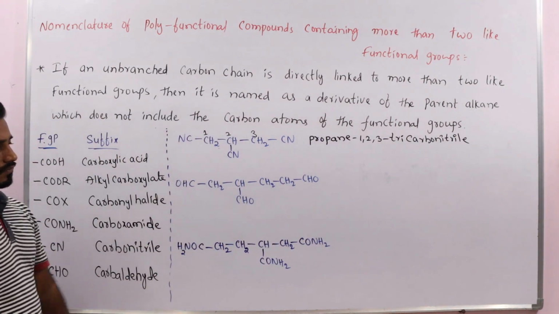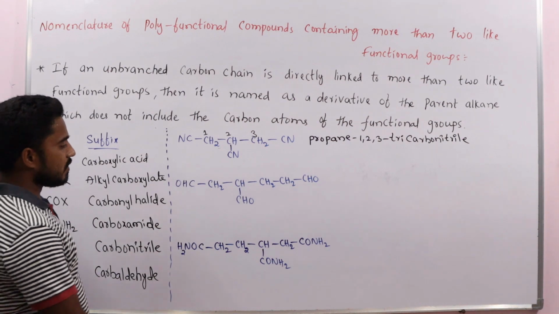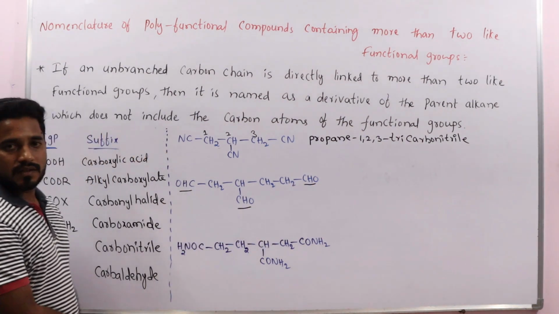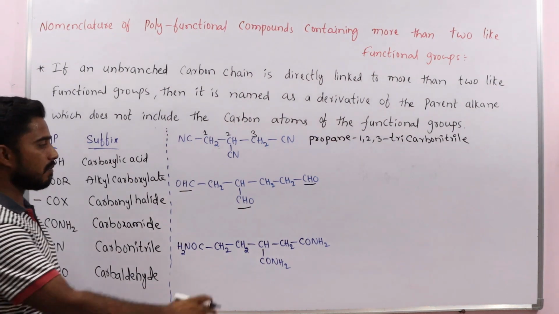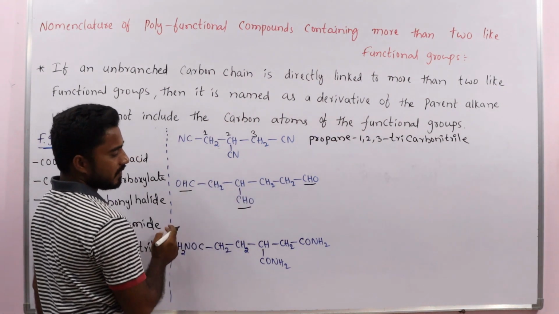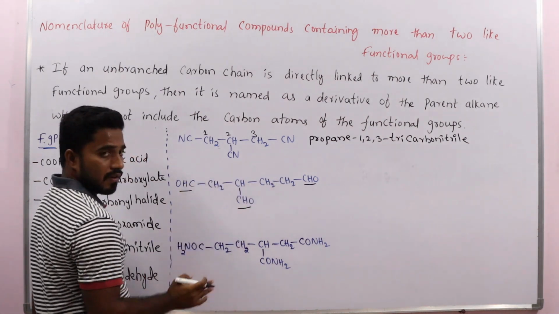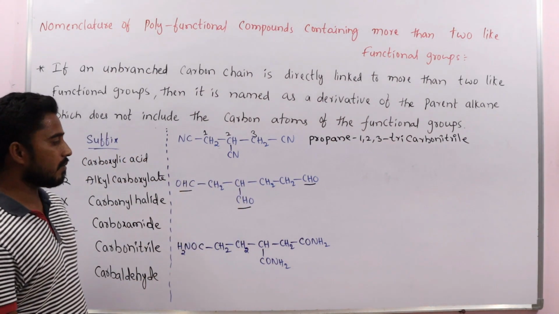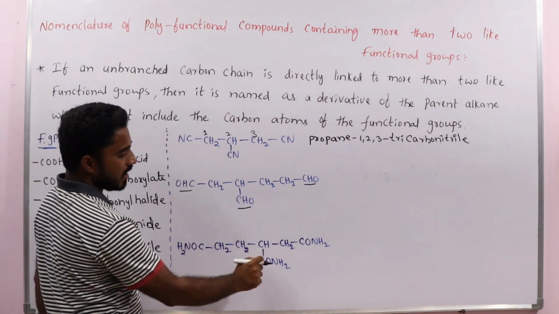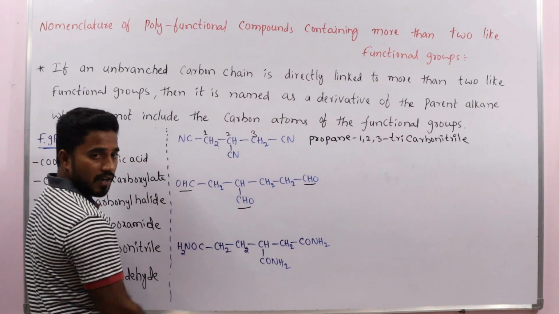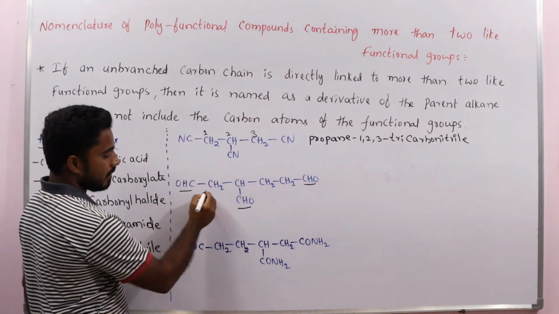Let us see the next example. So here CHO, CHO, CHO. Three aldehyde groups are bonded to the unbranched hydrocarbon. Then we are selecting this one as the parent chain without including the functional group carbon. The numbering, from where should we start? From here or here? Definitely we have to start numbering from the left carbon, the left side.